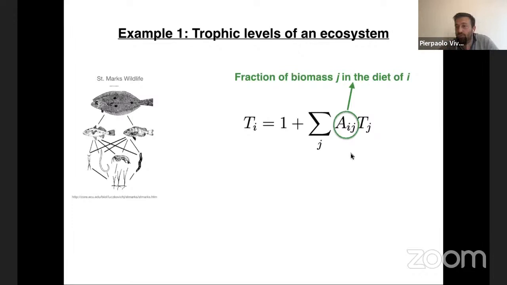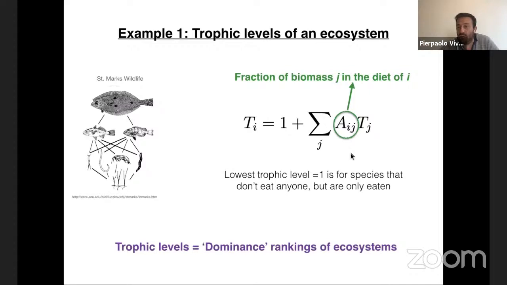You either eat a species with high trophic levels, or you eat many species with medium or low trophic levels. So the definition is made in such a way that the lowest trophic level, equal to one, is reserved for species that don't eat anyone, but are only eaten. And the trophic levels defined in this way establish a dominance hierarchy between species of an ecosystem.